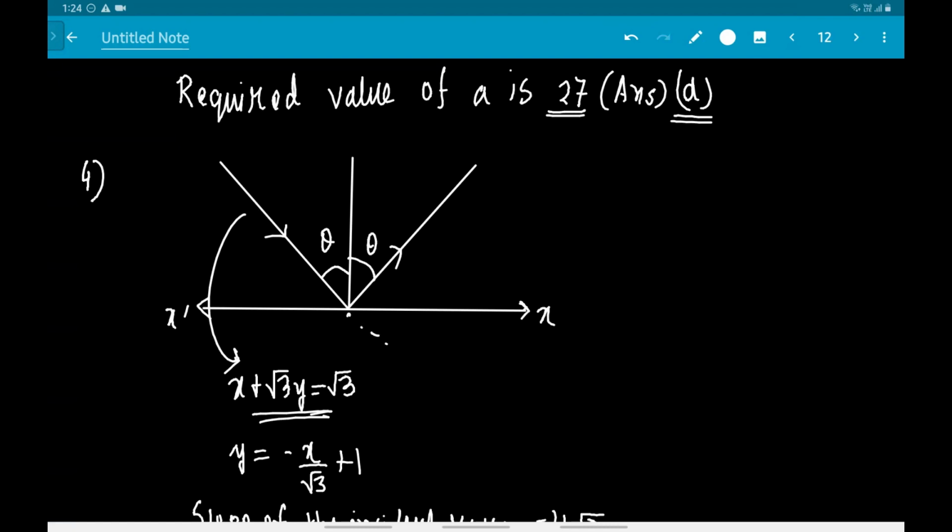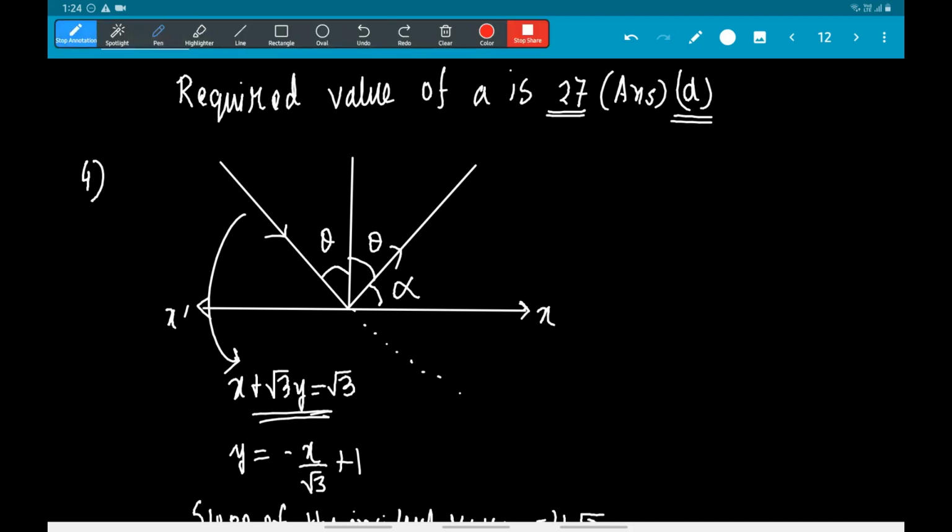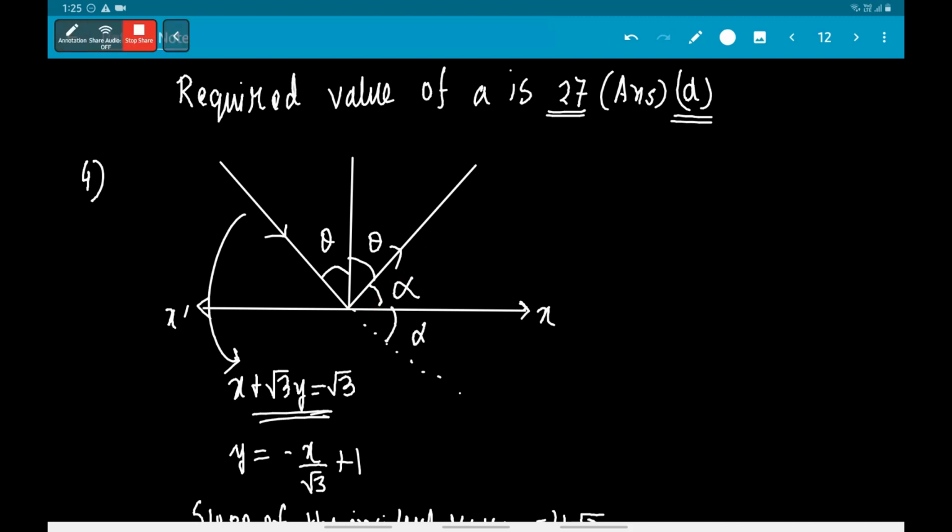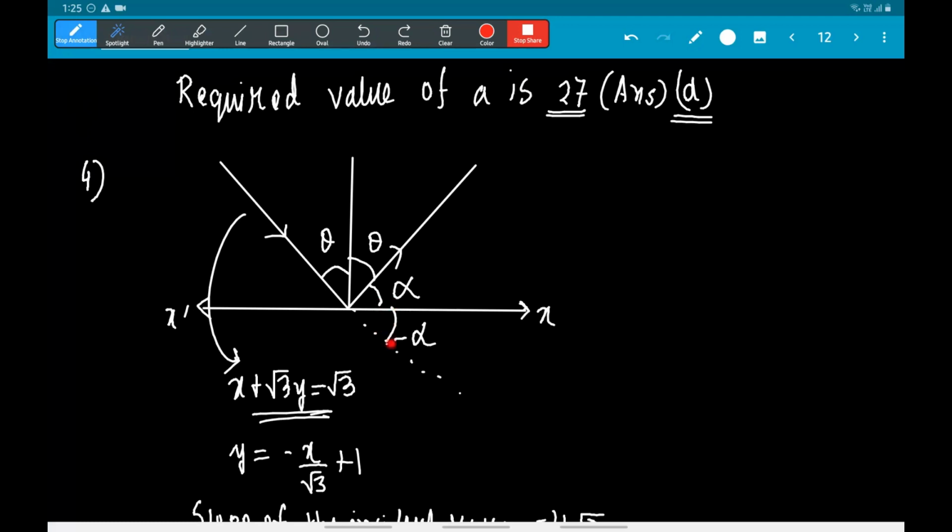Similarly, if we extrapolate this incident ray like this, suppose the reflected ray is making an angle of alpha with the positive direction of the x-axis. As the angle of incidence and angle of reflection are equal, if we consider this x-axis as the normal, this is the angle of reflection, and by the laws of reflection this will also be equal. That means it will also be alpha, but it will be minus alpha. Why? Because it is in the anti-clockwise direction. We are moving like this.